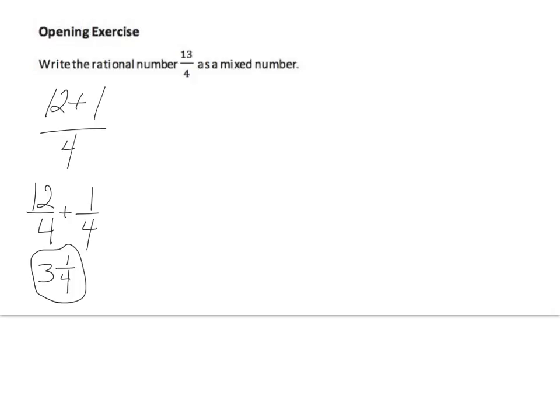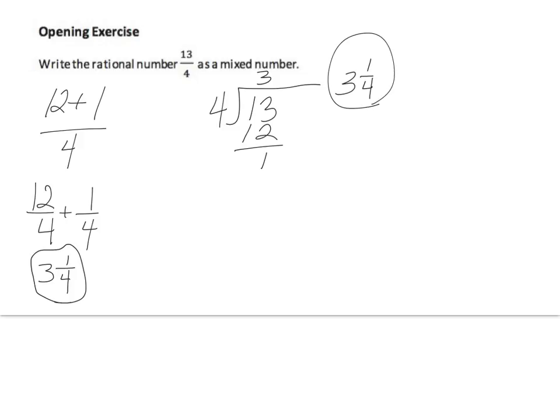How I always learned how to write improper fractions as mixed fractions was to actually do division. 4 goes into 13 3 times. There's one remainder, so your answer is 3 and 1/4. If you remember, your remainder goes over, and you have your answer.